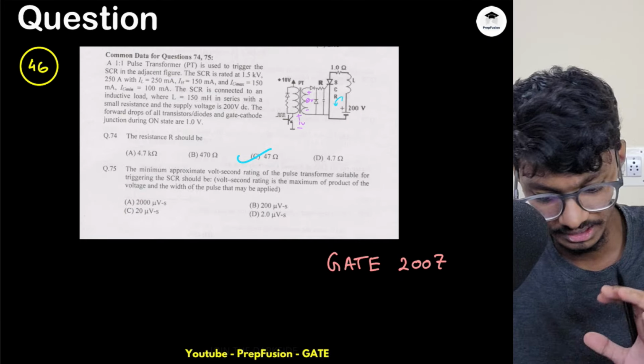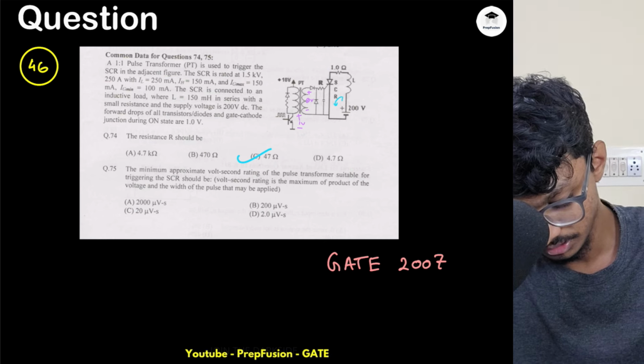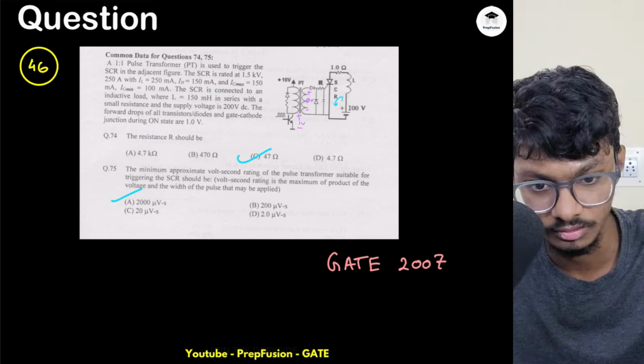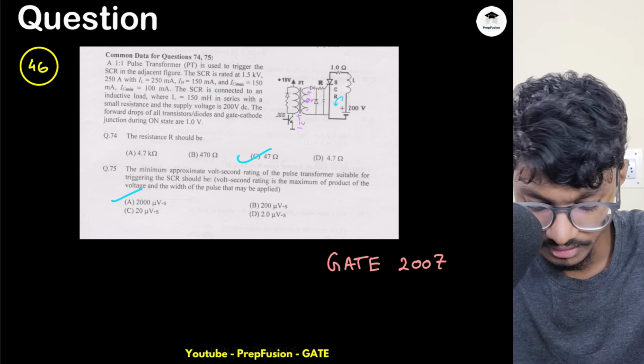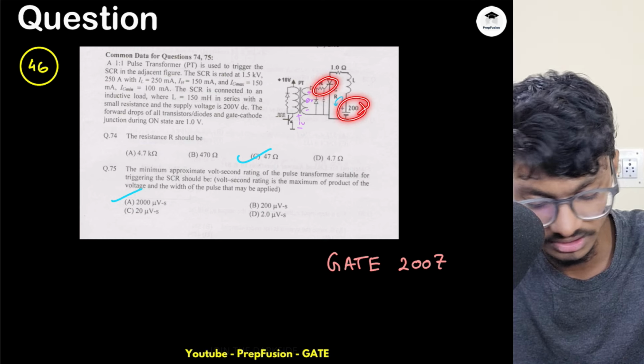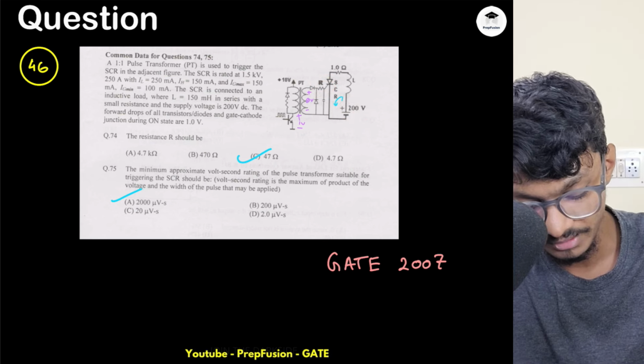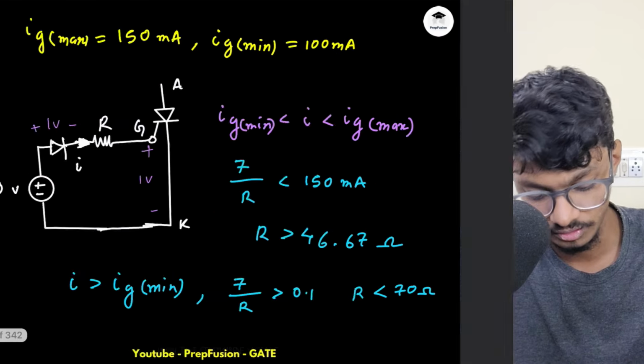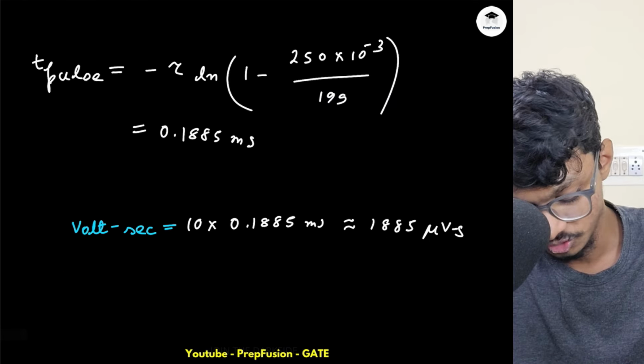I will assume the bigger number here, 2000, because this is the maximum rating that the transformer needs to handle. So I will assume maximum numbers here only, so it will be 2000. What you could have done is assume this has 200 volts only, ignoring this 1 volt drop, then this would have come exactly or almost very near to 2000. So the answer will be A, 2000 micro volt second. This should be the volt second rating.